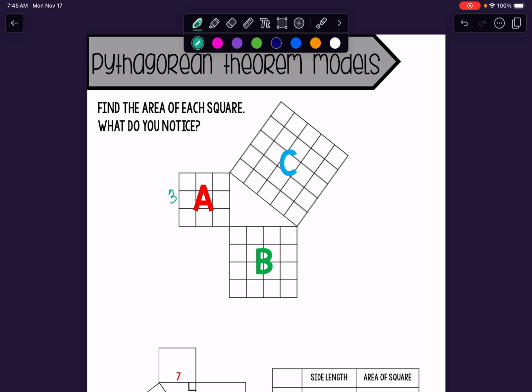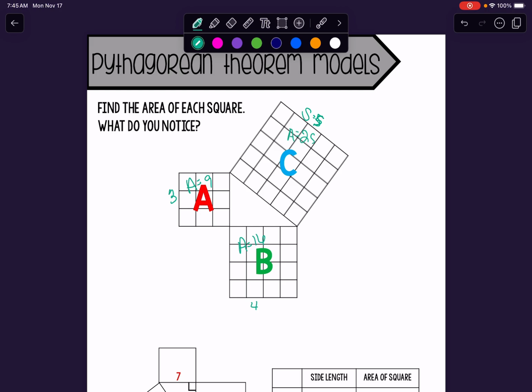it has a side length of 3, but it has an area of 9 because 3 times 3 is 9. This one has a side length of 4, but an area of 16. And this one has a side length of 5, but an area of 25.